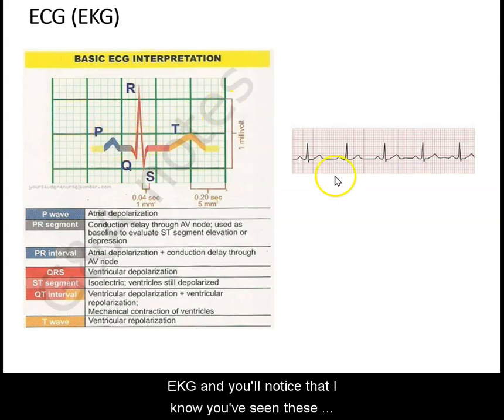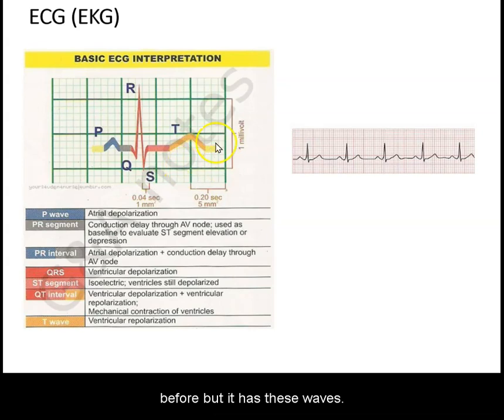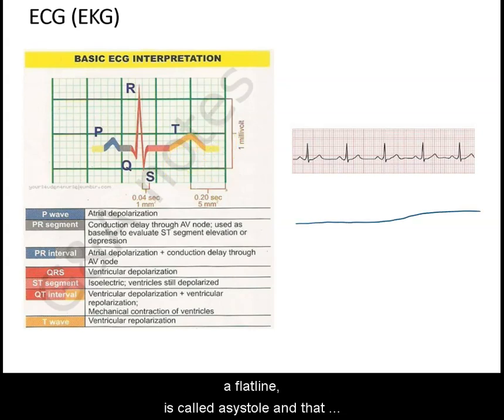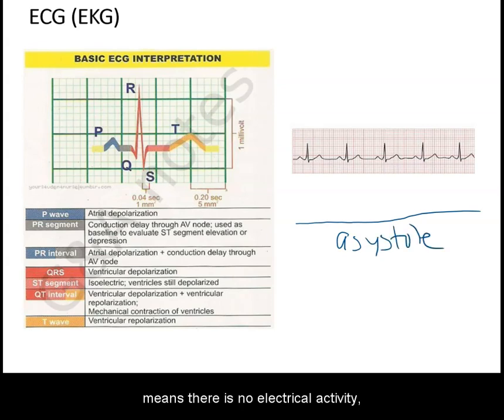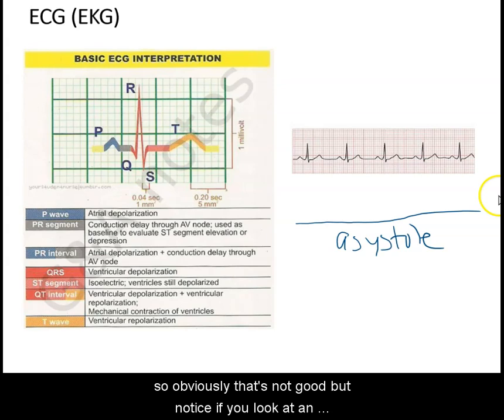And you'll notice that, I know you've seen these before, but it has these waves. So first of all, anytime you see a flat line, a flat line is called asystole, and that means there is no electrical activity. So obviously that's not good, but notice if you look at an EKG, there are periods of time where there's no electrical activity, and we'll go over that. But before you freak out that your patient is dead, just make sure that you powered it up and you hooked it up properly.